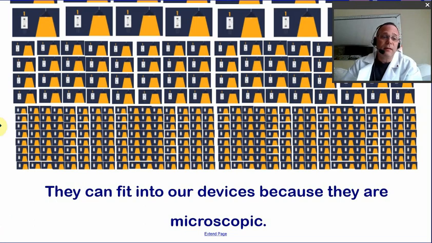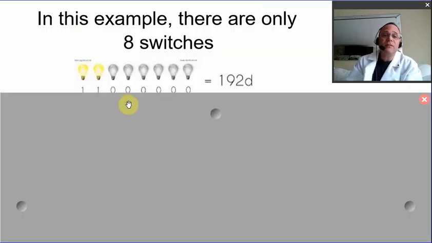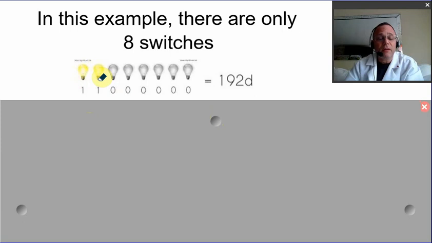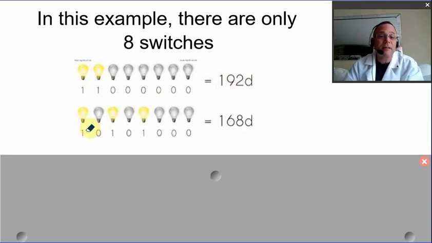All right, so here's an example of a binary code, but it's using 8 switches. In this case, if the first 2 are on and the last 6 are off, well, the computer knows that that means it's 192D. Don't ask me more details on that, please. And in this case, if it's on, off, off, it means 168D. That's a binary code for you.